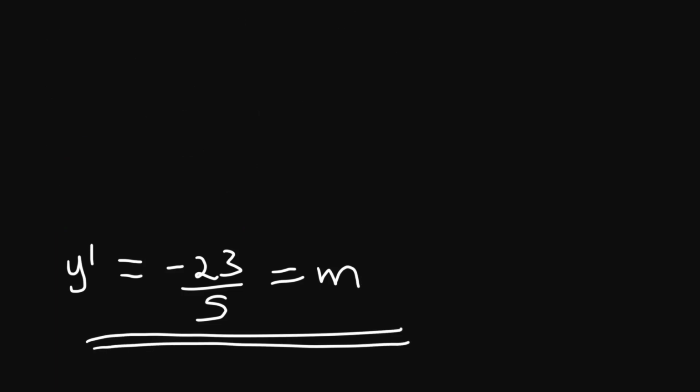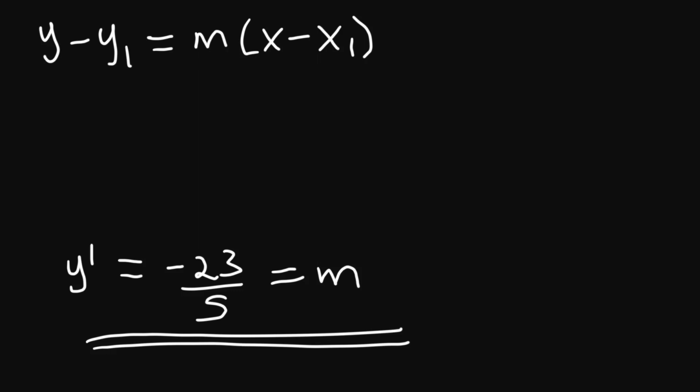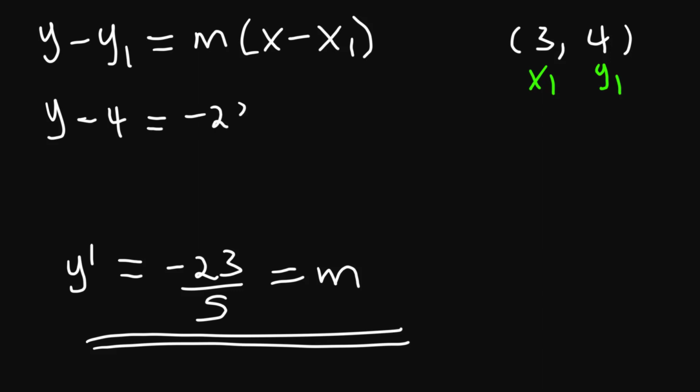Therefore, to find the equation of the tangent line, we shall use the same formula. y minus y1 equaling to m times x minus x1. The point of interest was 3, 4. In this case, 3 will be x1, and then 4 will be y1. Therefore, we shall have y minus 4 equaling to negative 23 divided by 5, and then times x minus 3.